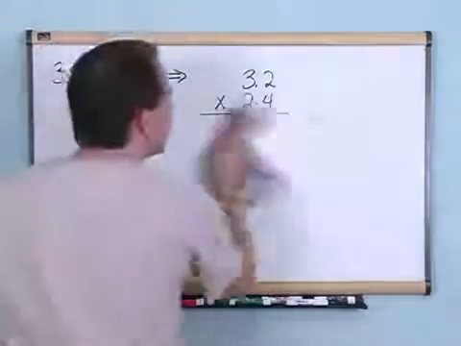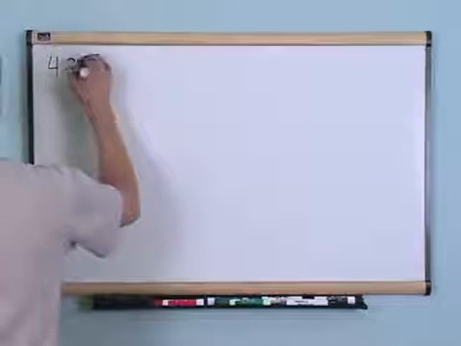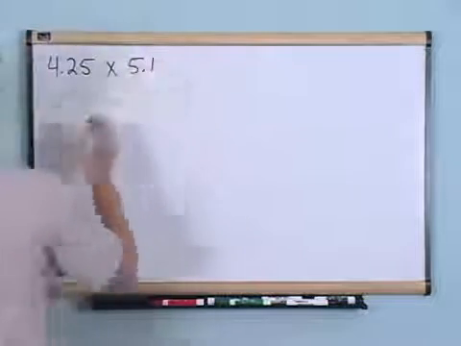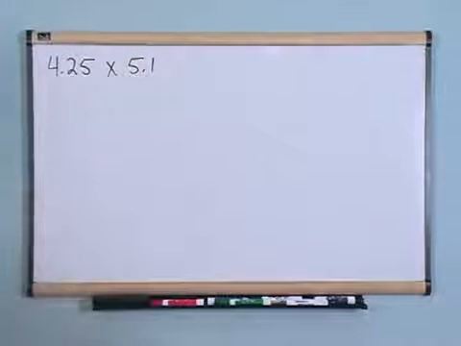Okay, we're going to do one more problem to multiply decimals, and that's just because they're very, very similar to what you already know. What if you had 4.25 times 5.1? Two decimals multiplied together. How would you do that?